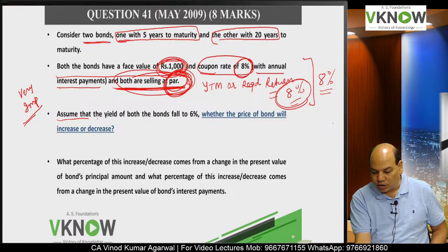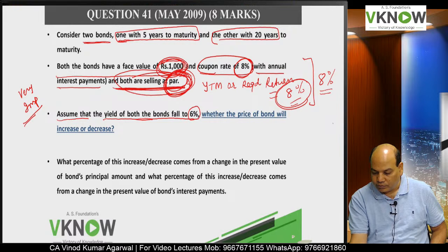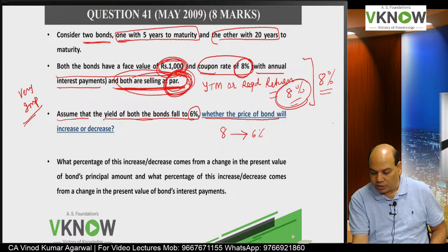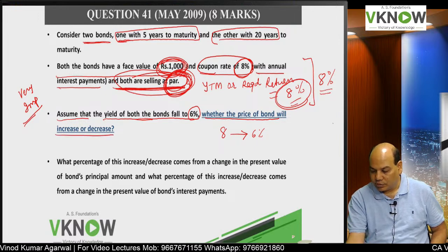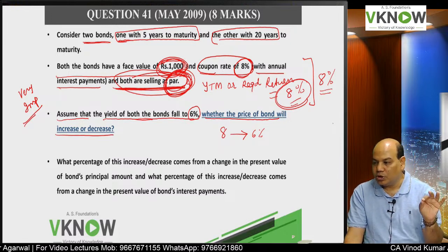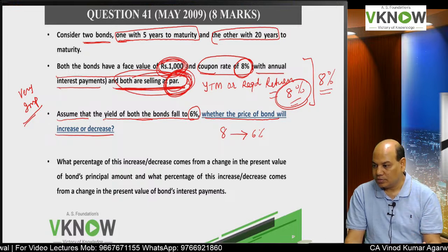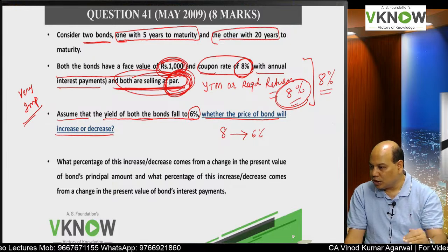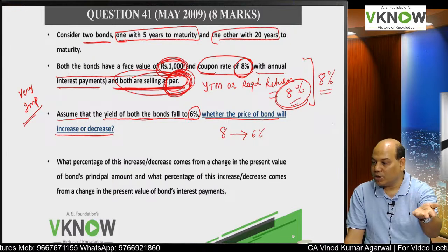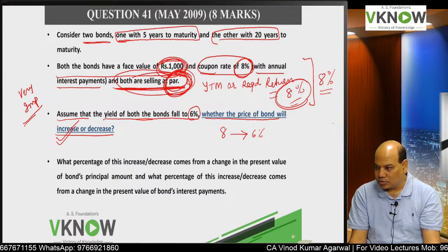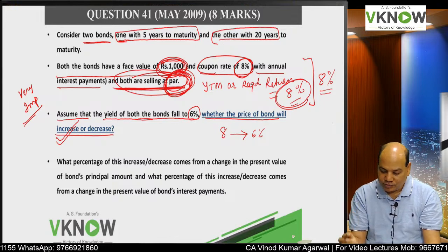Now assume that the yield of both the bonds fall to 6%. So from 8 to 6. Whether the price of the bond will increase or decrease. First question, remember, first question. There is an inverse relationship between the yield and the bond price. Lower the yield, lower the discount rate, higher will be the price of the bond. True or false? So the answer is, if the discount rate reduces, the bond price will increase.